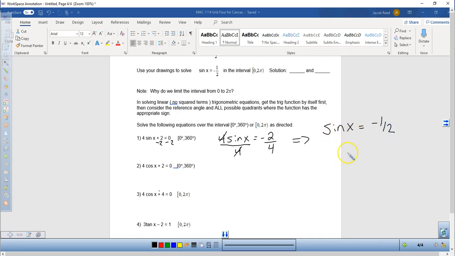From there, we try to decide what is the angle that makes sine be negative 1/2. And in this case, we're going to talk about it in degrees. So what angle measure in degrees will give sine a value of negative 1/2? We already did that up here. We do know that it's going to end up being 210 degrees, and we know it's 330 degrees.